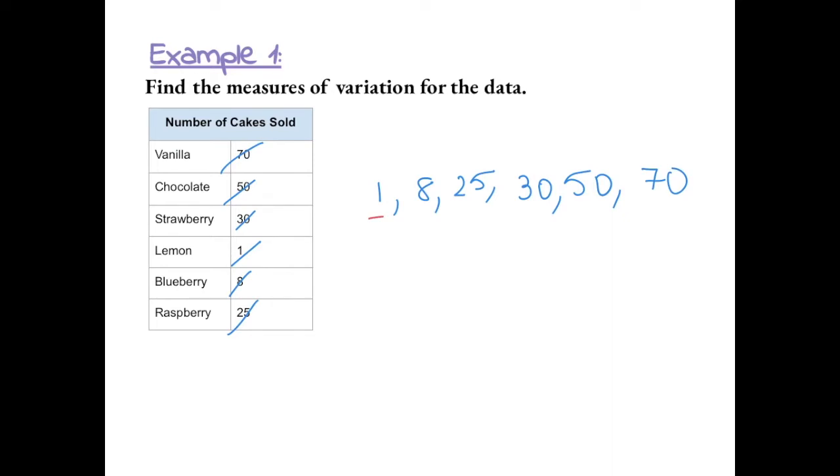So we have 1 and 70, 8 and 50, 25 and 30. So this one, I end up with two numbers in the middle. So just like in the previous video, when we have two numbers in the middle, to find the median, we have to find the average or the mean of these two numbers.